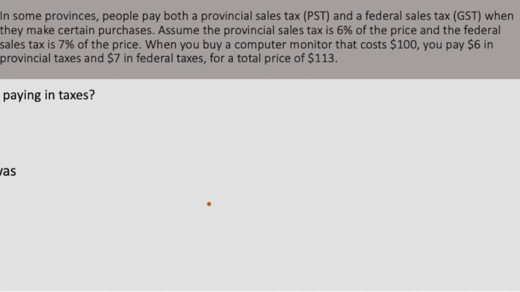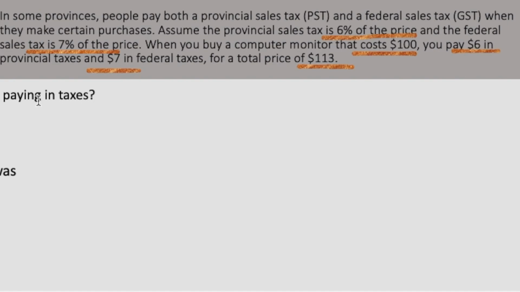And in some provinces, people pay both a provincial sales tax, which is the PST, and a federal sales tax, which is GST, when they make certain purchases. So I'm going to have you just assume, because we live in the only province actually in all of Canada that doesn't have this provincial sales tax, so we're going to pretend here. And we're going to pay 6% of the price and 7% as well. So that's the PST and the GST. When you buy a computer monitor that costs you $100, so this is an example, you're going to pay 6% and 7%, which would be $113.